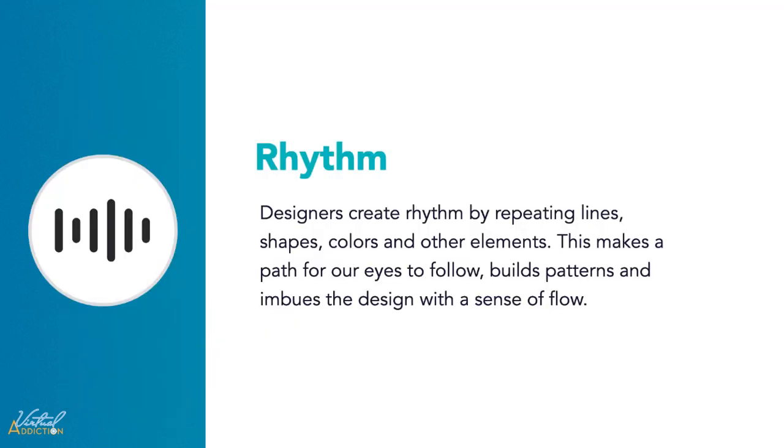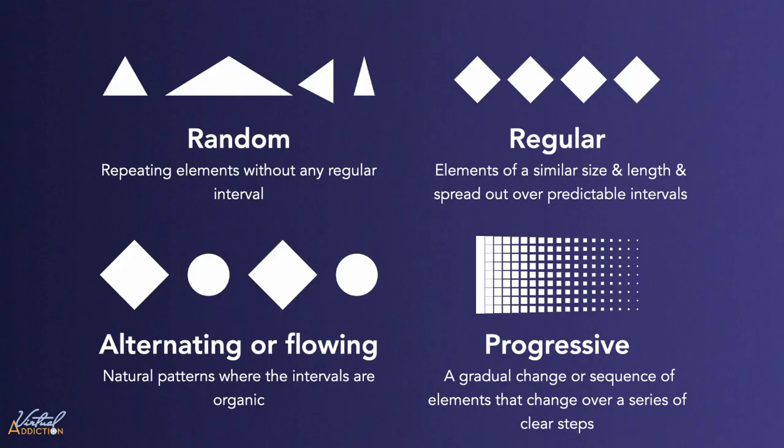The rhythm principle is easy to understand by using music as an example. When you use repeating elements in your design, you create spaces between the elements, and this creates a visual rhythm. There are a few different types of rhythm. Random rhythm is repeating elements without any regular interval. Regular rhythm is when elements are of a similar size and length and spread out over predictable intervals.